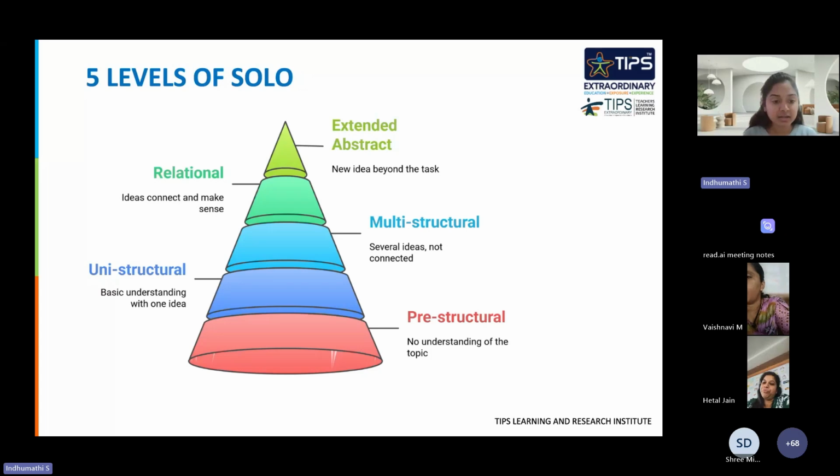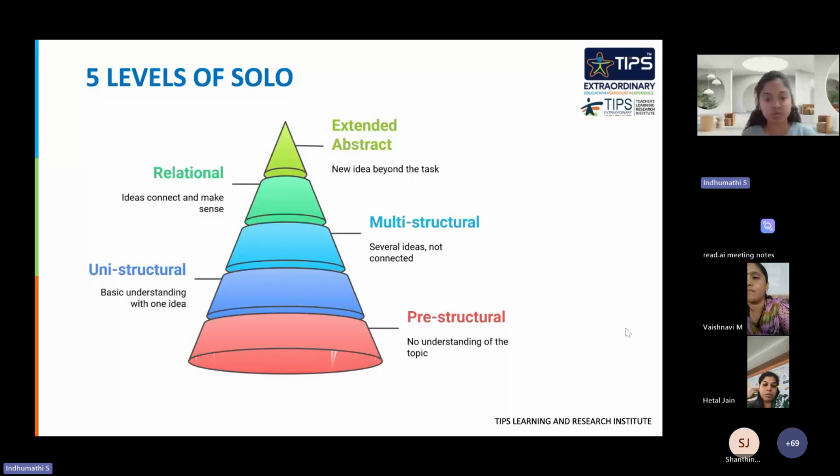If we see from the base, the pre-structural, unistructural and multistructural is where the surface learning happens, and in relational and extended abstract is where the deep learning happens. In short, pre-structural is like "I don't know," unistructural is "I know one thing," multistructural is "I know many things," relational is "I can connect the ideas," and extended abstract is "I can apply my knowledge in a new situation."